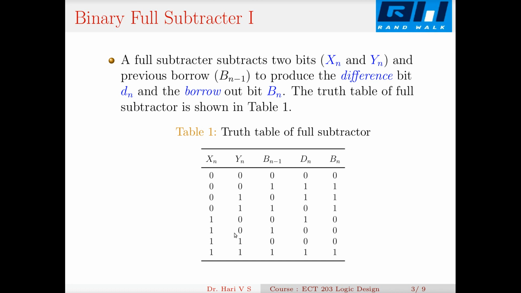Here 1, 0, 1, it is 1 minus 0 is a 1, minus 1, the difference is a 0 and the borrow is a 0. Then 1 minus 1 is a 0, minus 0 is a 0, so the difference is a 0, borrow is a 0. When it is 1, 1, 1, when I subtract 1 from 1, it is a 0. When I subtract 1 from that 0, or 0 minus 1, the difference becomes a 1 and the borrow becomes a 1.